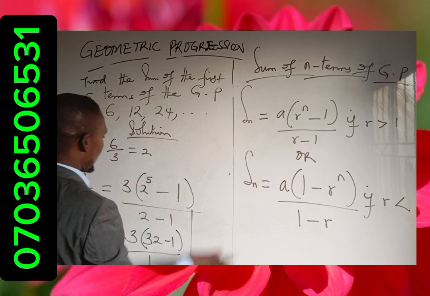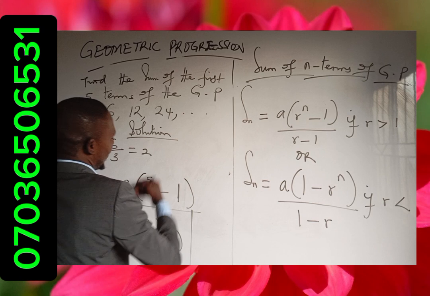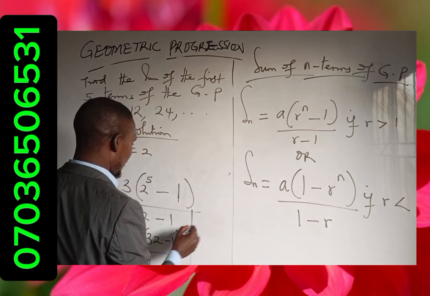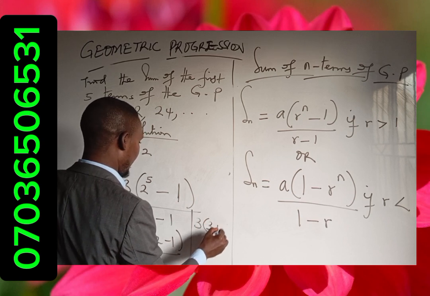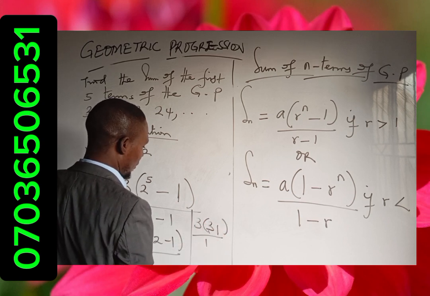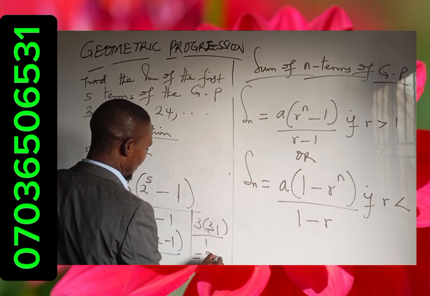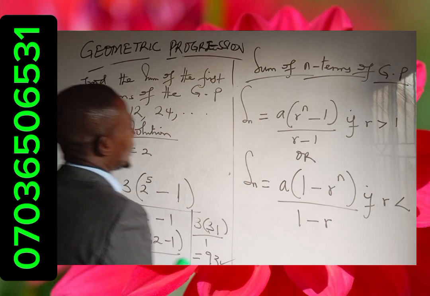2 raised to power 5 is 32. Please, it is not 10. 2 raised to power 5 means 2 times 2 times 2 times 2 times 2. So here we have 3 into 31, everything divided by 1. And the answer is 3 times 31, which is 93. Very correct.